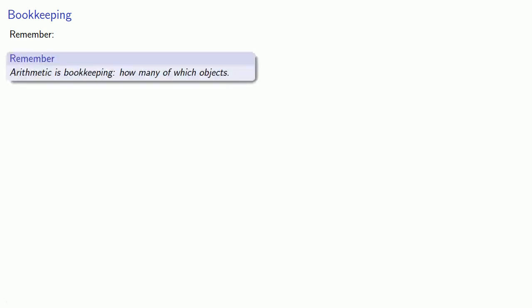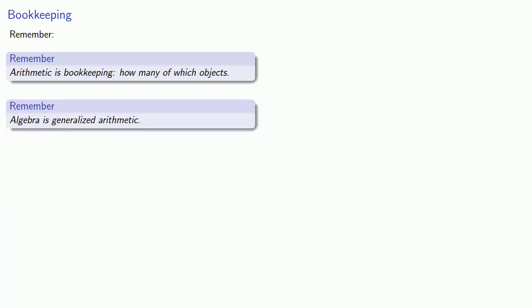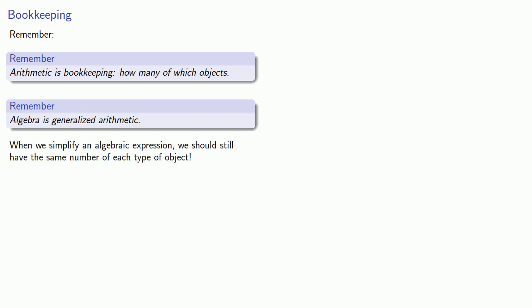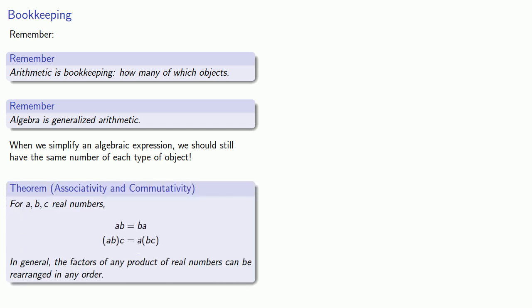When dealing with algebraic expressions, it's helpful to remember a couple of things. First, arithmetic is bookkeeping, how many of which objects. Second, algebra is generalized arithmetic. When we simplify an algebraic expression, we should still have the same number of each type of object. And finally, it's helpful to remember an important idea from the real numbers, associativity and commutativity.